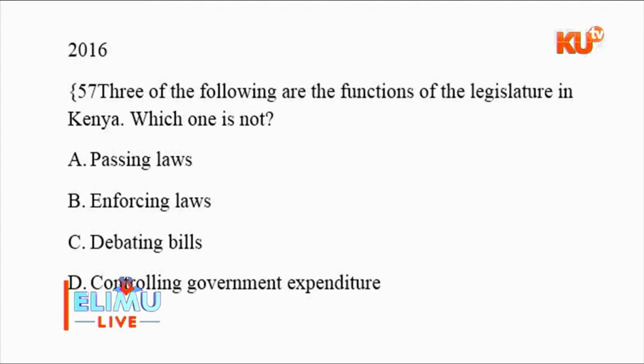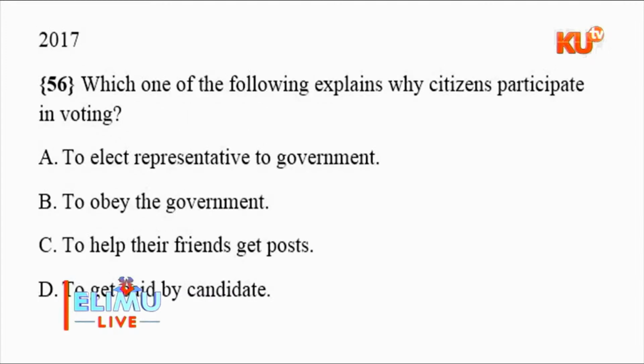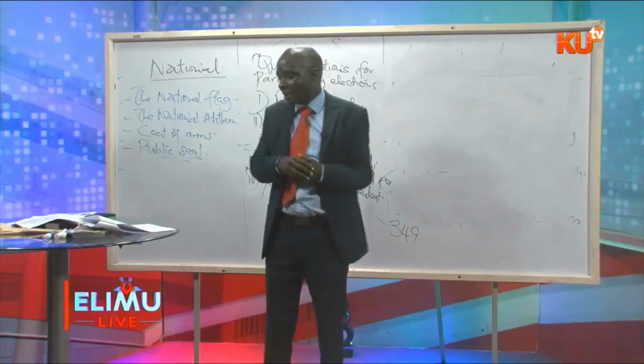2017, number 56. Which of the following explains why citizens participate in elections? And I told you that. Why do we participate in voting? So that we elect representatives of government. That is the correct answer. Remember, nobody is going to force you to vote. There is no law, but in other countries there is that law.